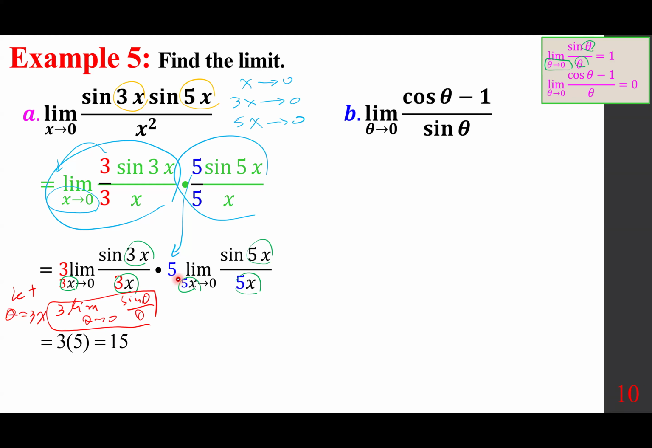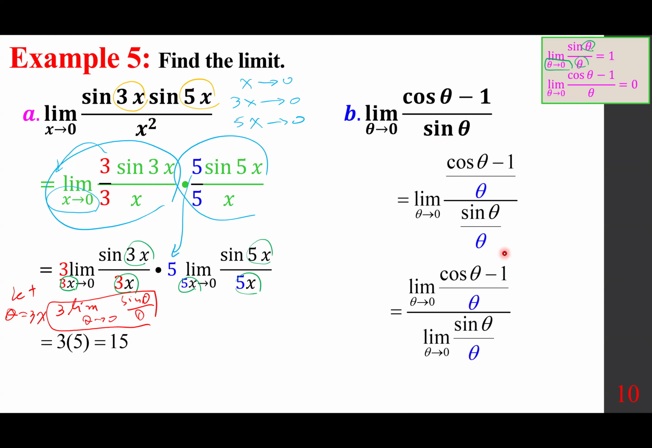We don't have anything like this here, but it seems to me that it's similar to this somehow. So why don't we give the top and the bottom a denominator of theta? Please understand, we are dividing the top by theta, the bottom by theta. We are not changing anything. And so we look at the limit for the top and the bottom separately. Now this we have is 0, and this we have is 1. 0 over 1 is 0.